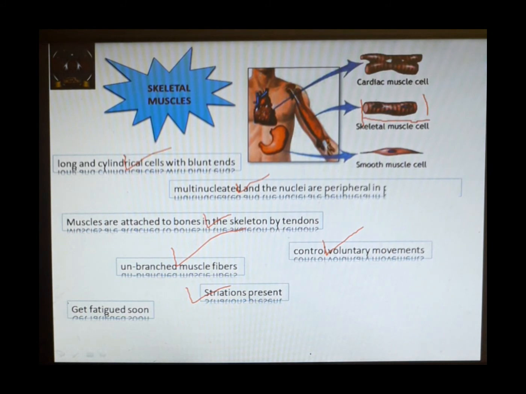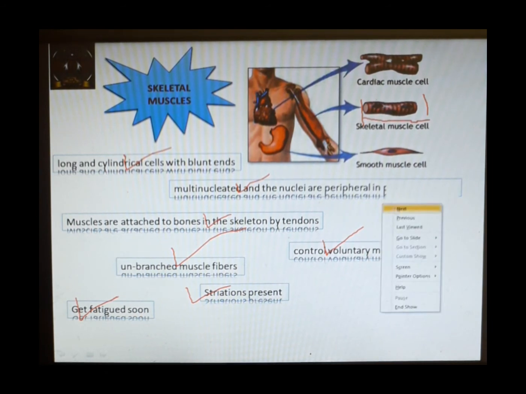Okay. And then they get fatigued soon. If you use them extensively, they get fatigued. For example, if I do exercise for maybe 2 hours on one particular day, all of a sudden, then I have that pain, I have that muscle ache, isn't it? I'm not fresh on that particular day because the muscles at that point in time are fatigued. So skeletal muscles are fatigued soon.